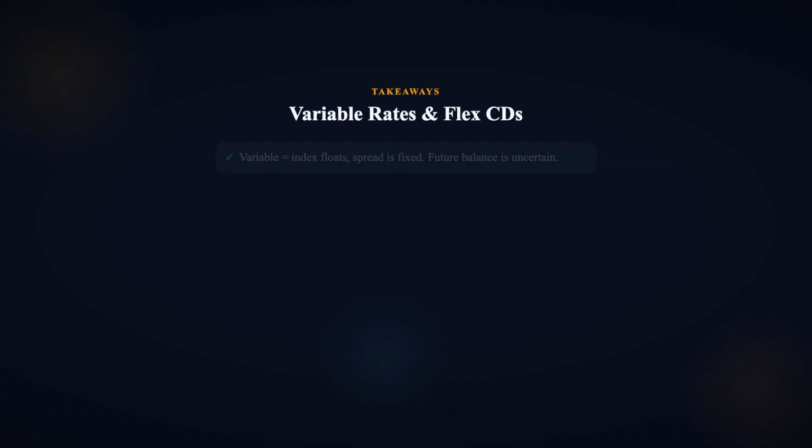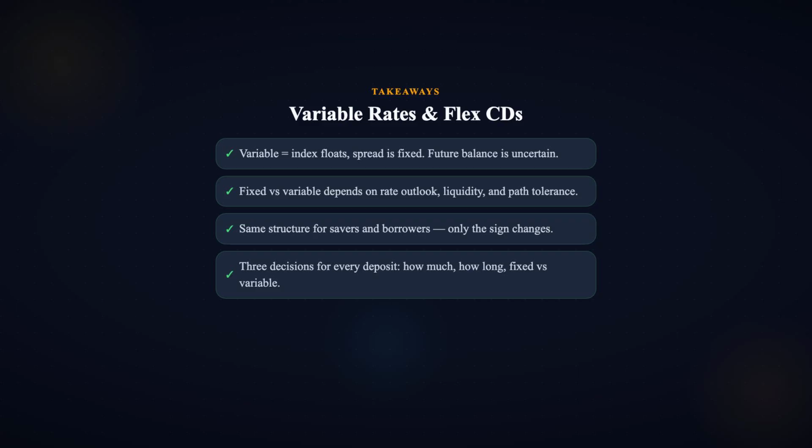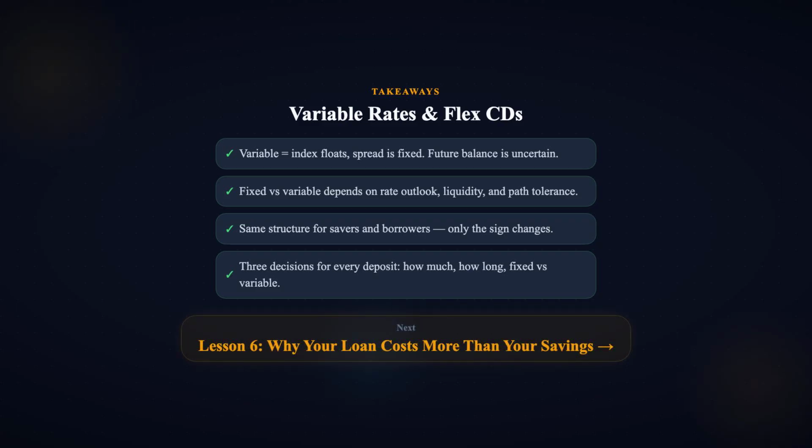3 takeaways to carry forward from this lesson. 1. A variable rate means the index floats and the spread is fixed. Your effective rate changes over time, and you cannot compute your future balance with certainty. You can only estimate. 2. The choice between fixed and variable depends on your rate outlook, your liquidity needs, and your tolerance for path risk. There is no universal answer. 3 decisions for every deposit. How much, how long, and fixed versus variable.